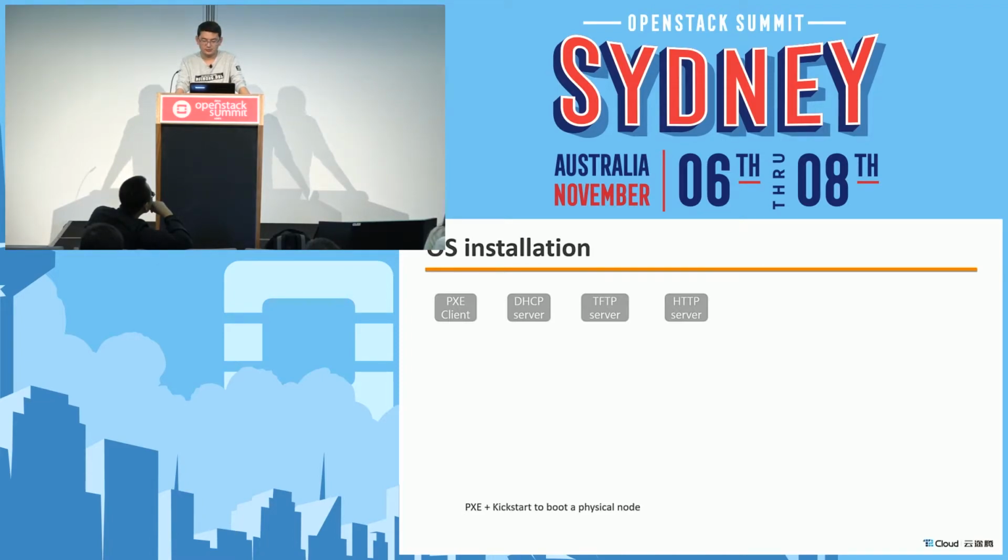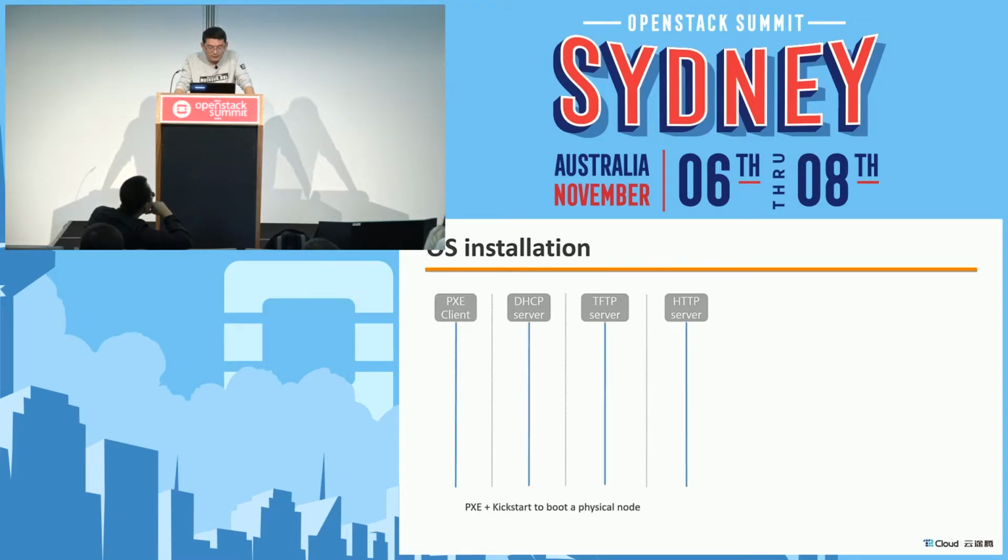Now Pixie starts working. Pixie client is an onboard program inside the network adapter. It firstly requests an IP address so that it could communicate with the other servers. The DHCP server receives the request and responds with an IP address. It will also tell the client which bootloader to download and where to download it.